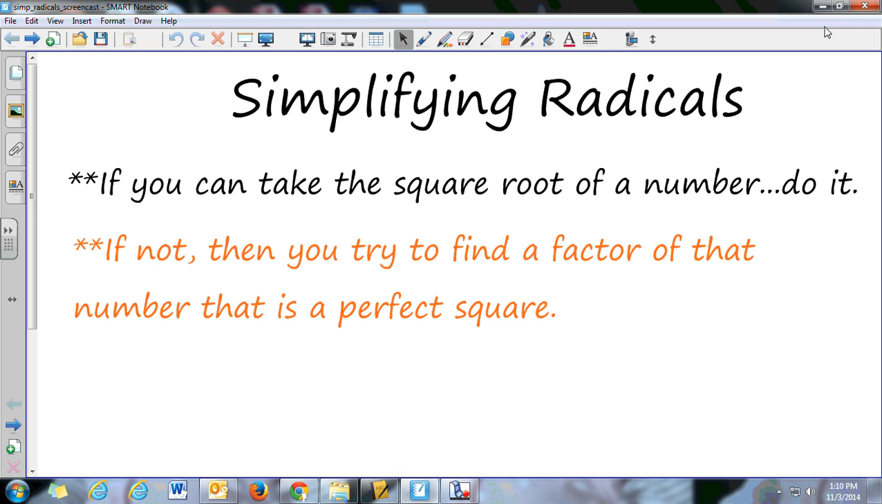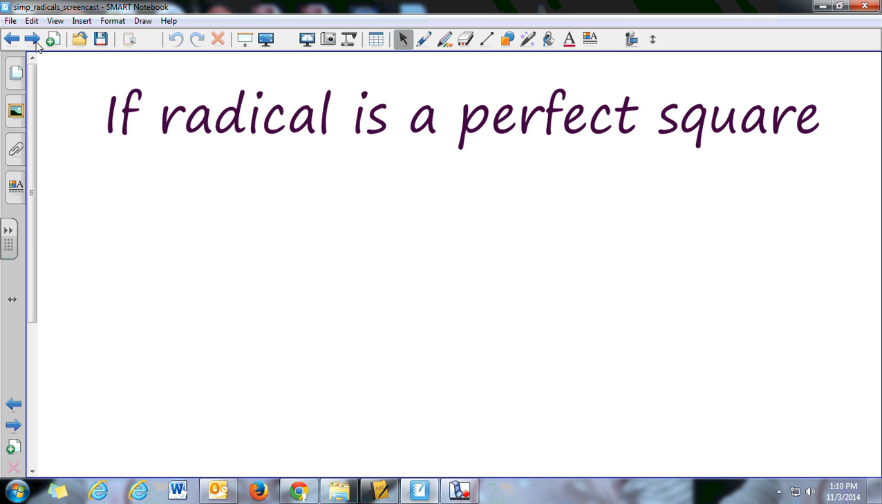Just like with fractions, you can simplify fractions, we can simplify square roots as well. So just some general guidelines here. One, if you can take the square root of a number, do it. You see here in orange. If not, then you try to find a factor of that number that is a perfect square. So we're going to take a look at two different scenarios here. One, what if my radical is a perfect square?